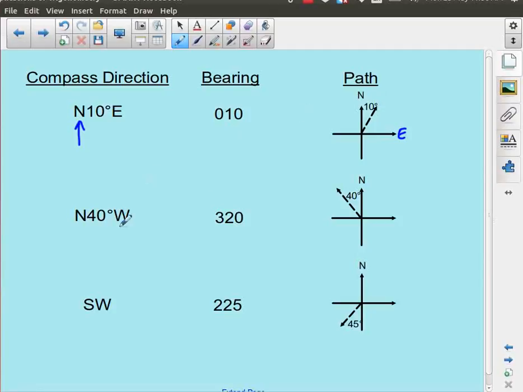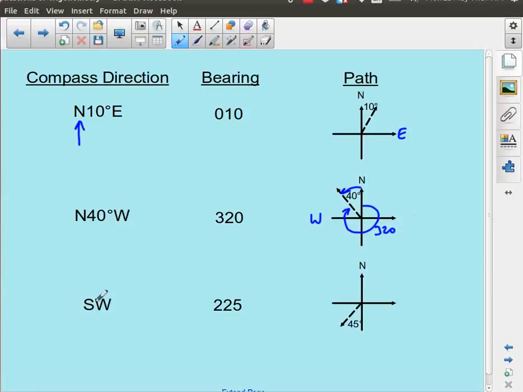North 40 degrees west. We start facing north and we turn 40 degrees in the west direction. So that's down this way. So there's your 40 degrees west. Or a bearing of 320, start going north and then start turning clockwise until you get to 320. Well, that would be 90 plus another 90 is 180 plus another 90 is 270, and then whatever's left over. So that would be 320 going that direction.